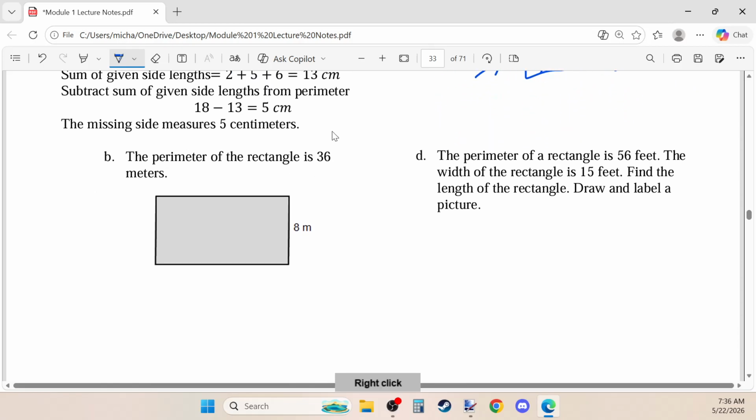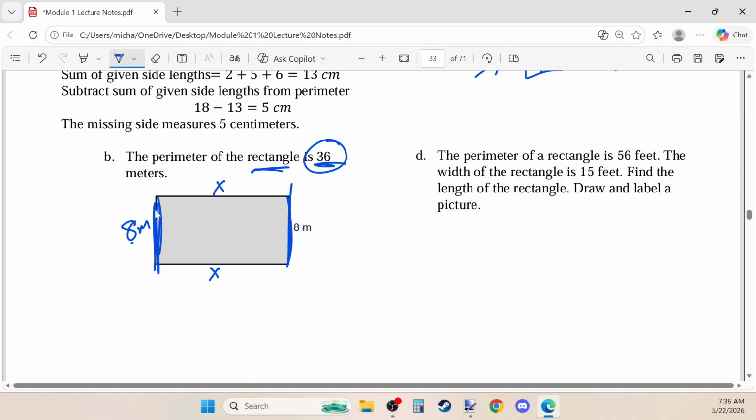The perimeter of the rectangle is 36 meters. I know this side is 8. Rectangles, the opposite sides are equal, so this side is also 8. So I know 8 plus something else has to equal 36.